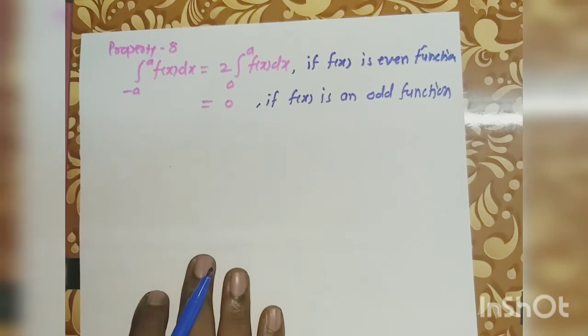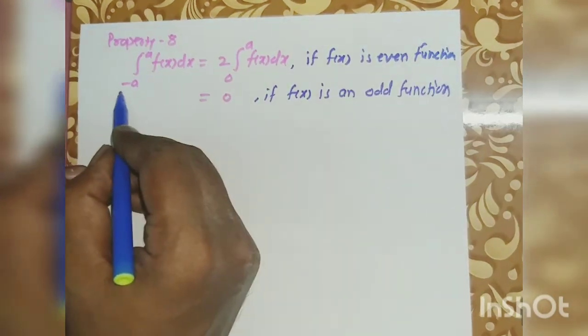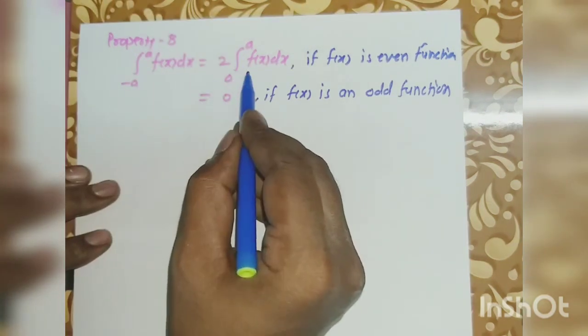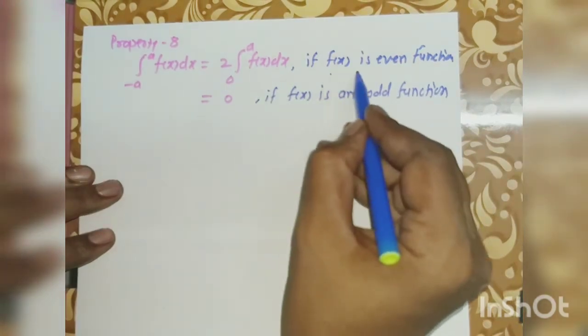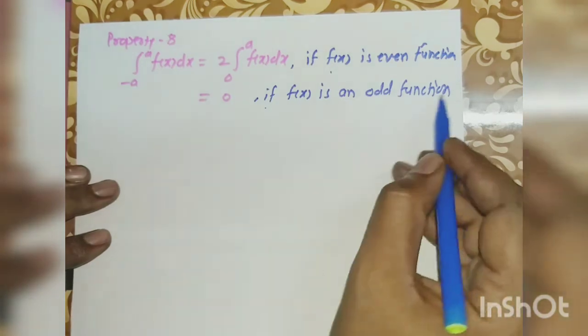Now, the next property is property number 8. The integral from minus a to a of f(x) dx is equal to twice the integral 0 to a of f(x) dx if f(x) is an even function, and is equal to 0 if f(x) is an odd function.